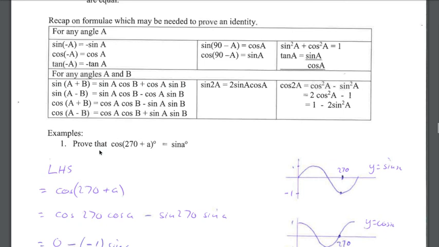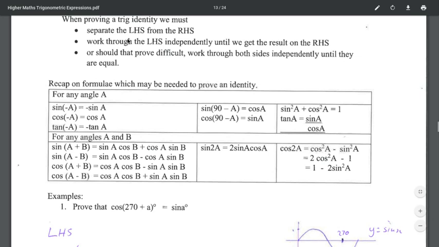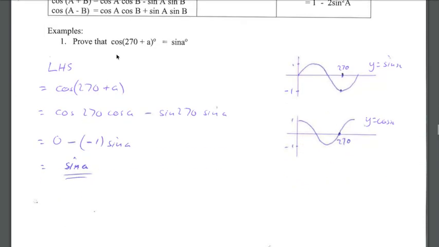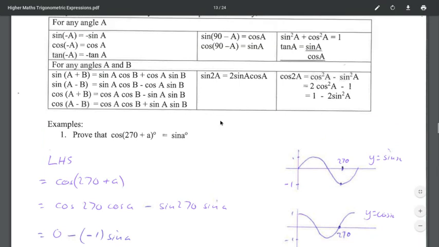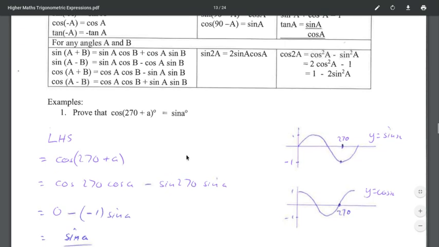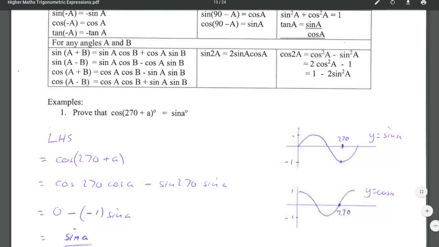So prove that the cosine of 270 plus a equals the sine of a. Now, as it says up here, we've got to start with the left-hand side and end up with the right-hand side. So cos of 270 plus a, now what can I do? This is basically my trigonometric knowledge. I've got cos of something plus something, so what I'm going to choose to do is just to expand this using cosine of a plus b. That's the only thing we could do.